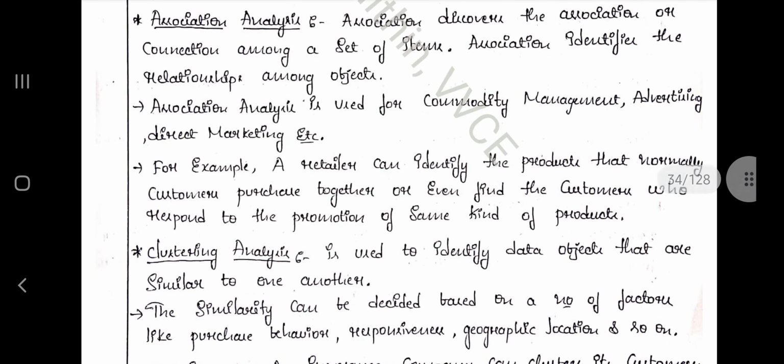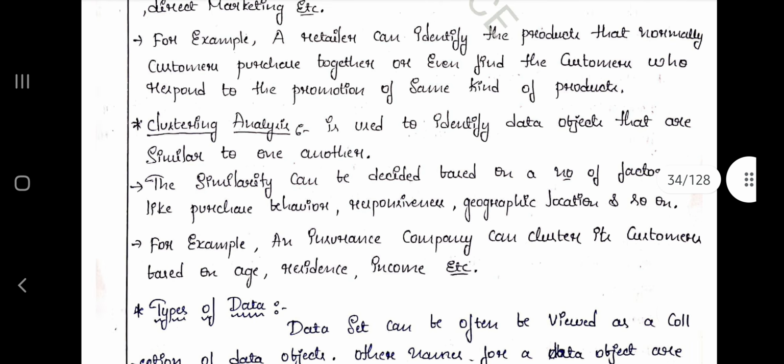Then association analysis. What is closely associated will be close, and what is not closely associated will be far. So that's for the association analysis.